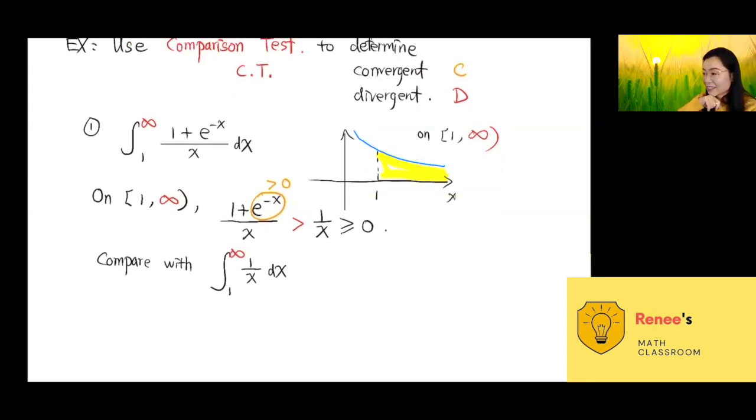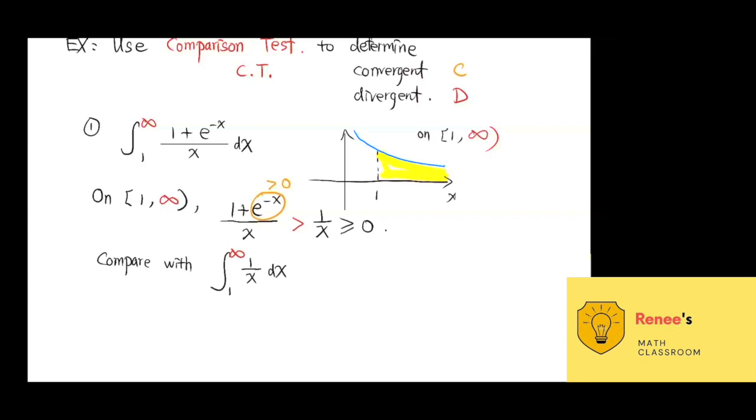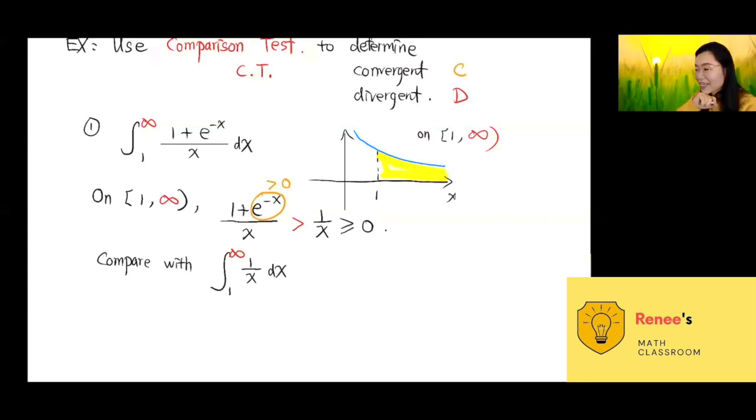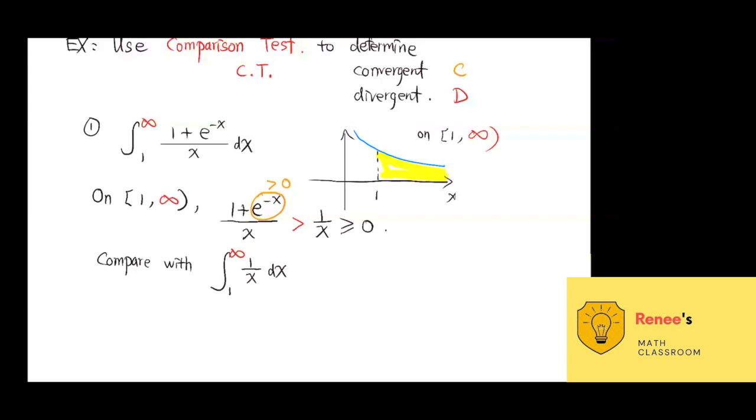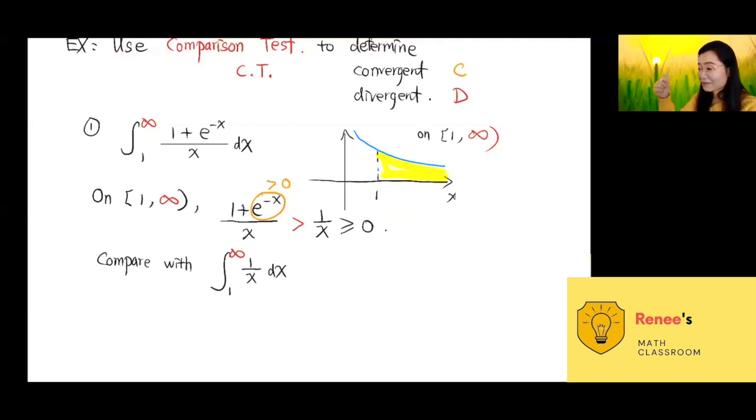Do you remember whether this improper integral is convergent or divergent? Divergent, right? Yes, you got it. Why? Do you remember? Because the power of x is 1 and it has to be greater than 1 to be convergent. Yes, you got it. I'll give you a thumbs up. Good job.